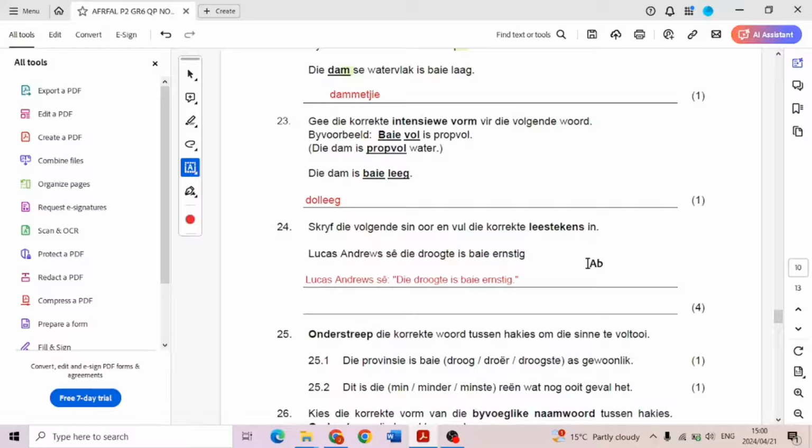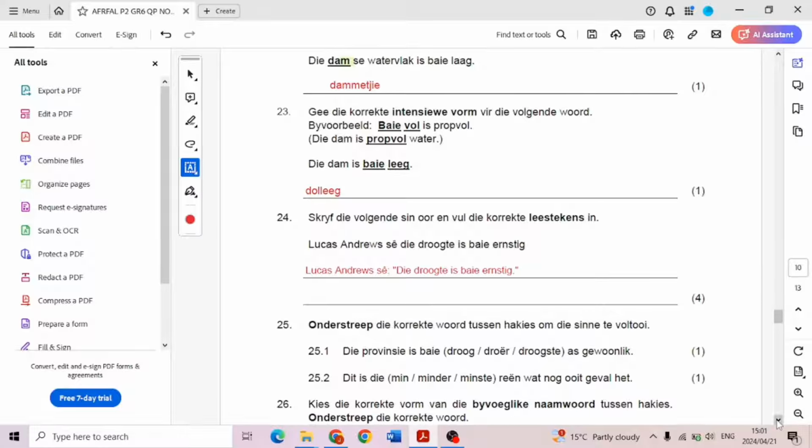As you can see, they gave 4 marks for this particular question, which means that the colon here, the inverted commas, the capital letter, and the full stop at the end each count 1 mark.